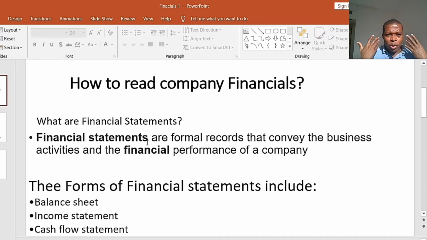But because this is a very broad topic, I have decided for today to only concentrate on the balance sheet. When you get time, we shall talk about the income statement and also cash flow. So let's go into a bit more detail about the balance sheet.